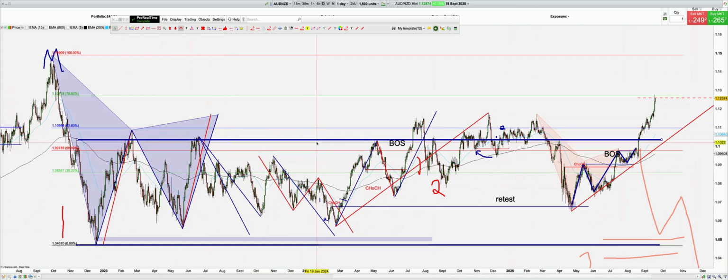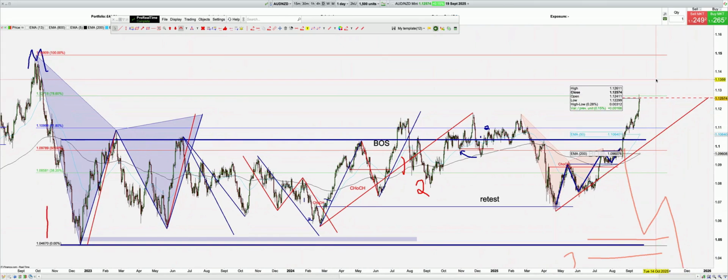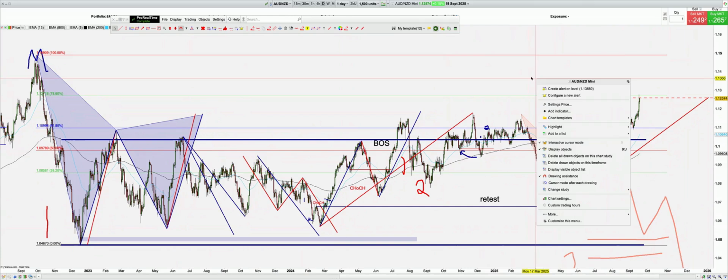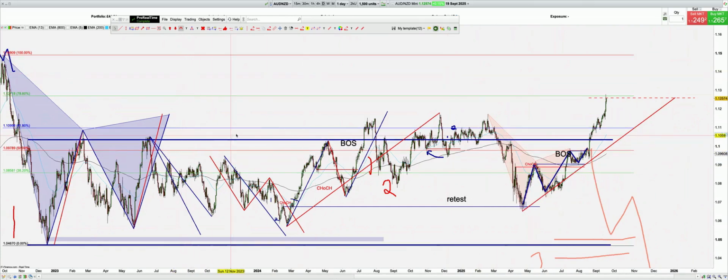So yeah, that is an amazing pattern. The ABCD into the 78.6. That's something I've got to write down before I forget about it. But yeah, ultimately this was looking short. It does look like it's taken out the highs of consolidation properly now. And we await a retest to see where that wants to go.